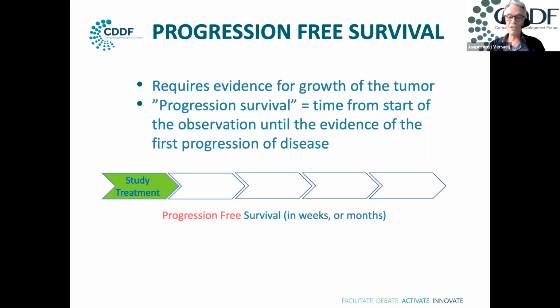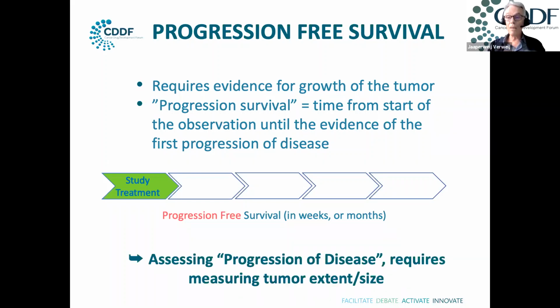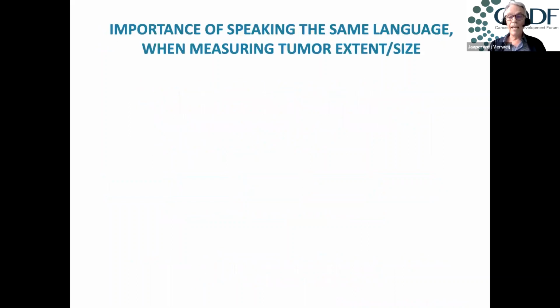But there is an essential element here that is required to measure this. You need to be able to measure that extent of the tumor. You need to be able to measure the size of the tumor. Otherwise, you cannot assess progression-free survival. And in order to achieve that, we've always used criteria and language that enabled scientists all over the world to speak the same scientific language in assessing outcome of treatment.